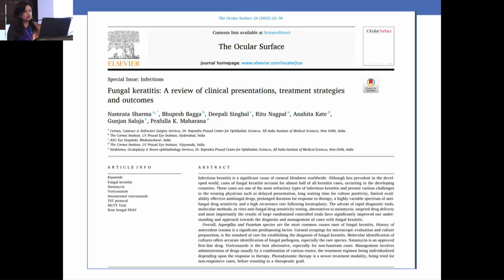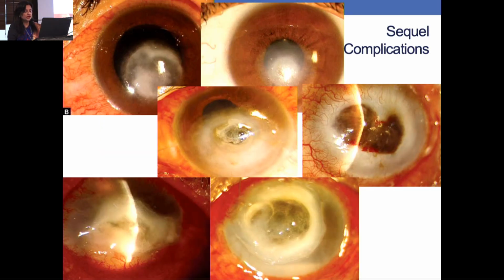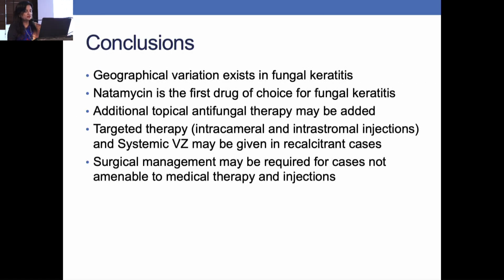Again, our review article in Ocular Surface, this is the latest one on fungal keratitis, and this is how it should heal. Stain every time when the fungal keratitis or any keratitis comes so that it becomes a faint scar, and document it, of course, and does not go into a sequel like this.